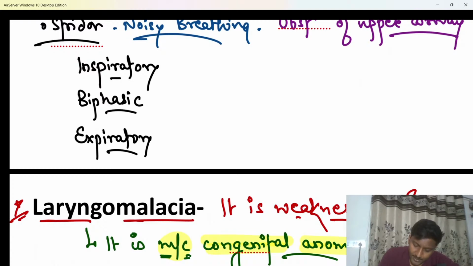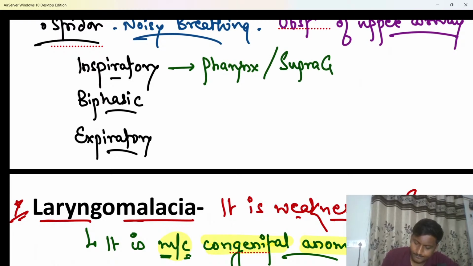If I talk about inspiratory stridor, it is due to obstruction at which level beta? Inspiratory stridor comes if there is any obstruction at the level of the pharynx or at the level of the supraglottis. Okay? Biphasic stridor comes. So sequentially जानना है beta. If there is obstruction in the pharynx or the supraglottis, inspiratory stridor. Then what comes is the glottis, subglottis, and the trachea.